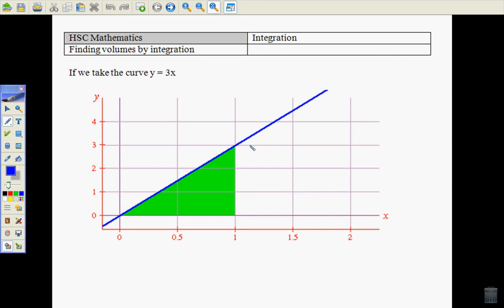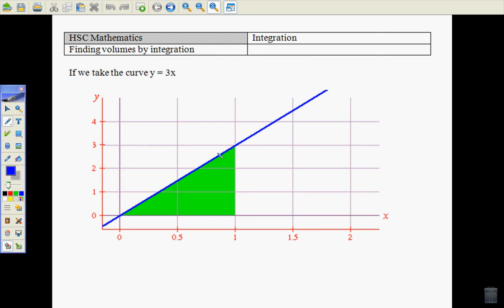We want to look now at the concept of finding volumes using integration. The idea is if we take a curve and rotate it around an axis, in this case the x-axis first, but you could rotate it around the y-axis, you're going to get a particular shape. Depending on the curve, the shape would be different. And this will really mimic things that exist in real life.